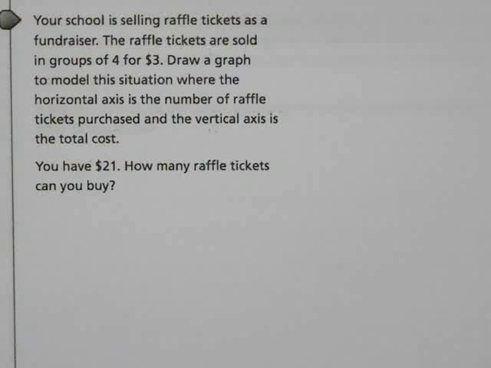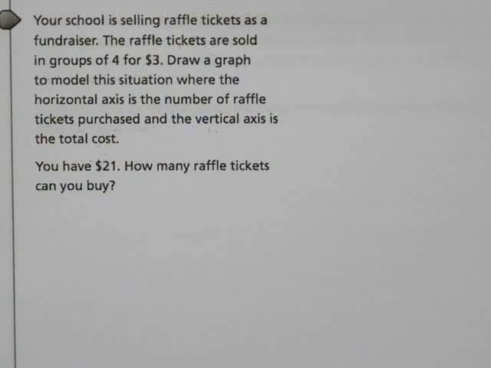Your school is selling raffle tickets as a fundraiser. The raffle tickets are sold in groups of 4 for $3. Draw a graph to model this situation where the horizontal axis is the number of raffle tickets purchased and the vertical axis is the total cost. You have $21. How many raffle tickets can you buy?